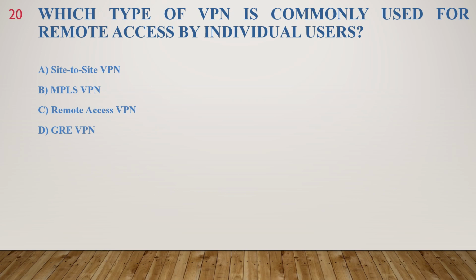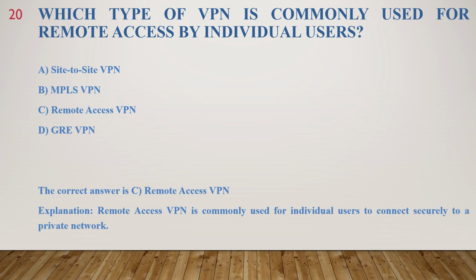Question number 20. Which type of VPN is commonly used for remote access by individual users? A. Site-to-site VPN. B. MPLS VPN. C. Remote access VPN. D. GRE VPN. The type of VPN commonly used for remote access by individual users is C. Remote access VPN, RAVPN. Here's why the other options are not as suitable for individual remote access.